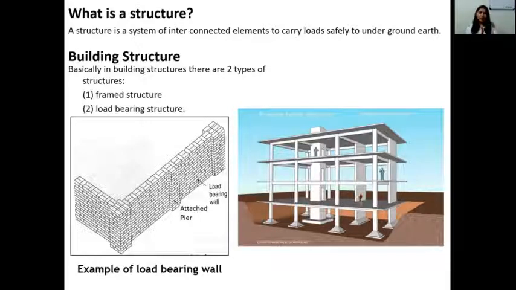Now, in these structures, there are two types based on their construction. One is load bearing, another is frame structure. In load bearing structure, your walls carry the load, and in frame structure, you create a frame either out of RCC or out of steel or any other material, and then the loads are getting transferred.